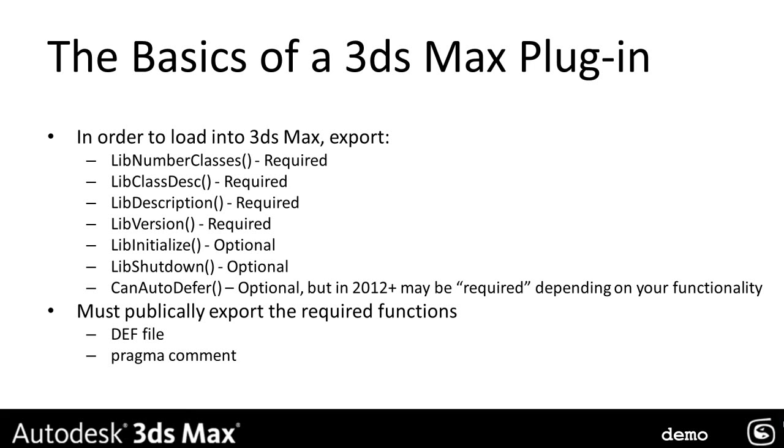They're not class specific. So when your DLL is initialized, the lib initialize is called, and when 3ds Max is shutting down and your DLL is unloading, that's what shutdown is for. So those are very primitive functions. They are useful for certain things, but don't rely on them for class-specific details.